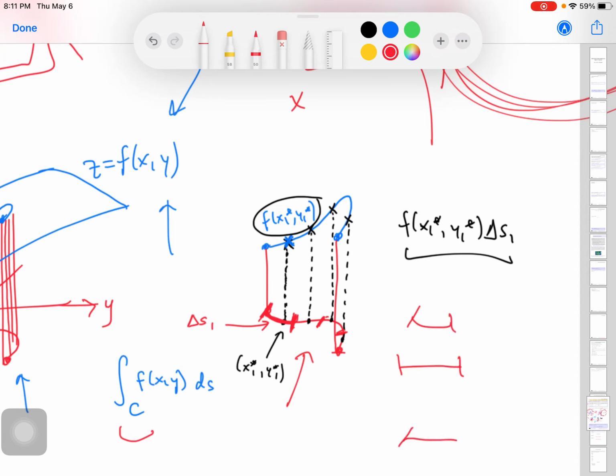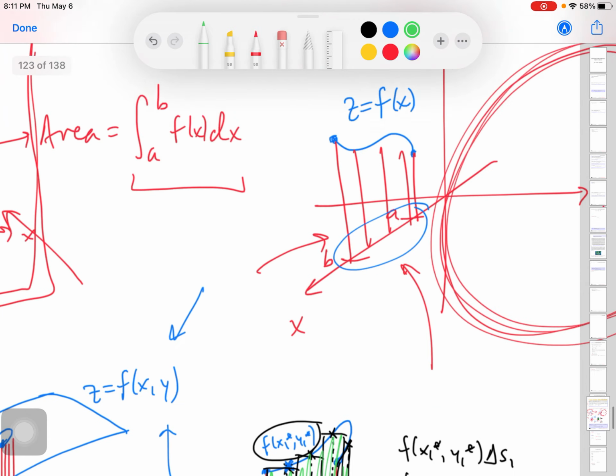And then it would be an honest to goodness rectangle with some height f of x1 star, y1 star. So we can think effectively as if we were creating little rectangular areas here, and you can see as I'm drawing them that they kind of approximate the curtain area, so to speak, which is the actual area under this blue curve all the way down to the red curve.